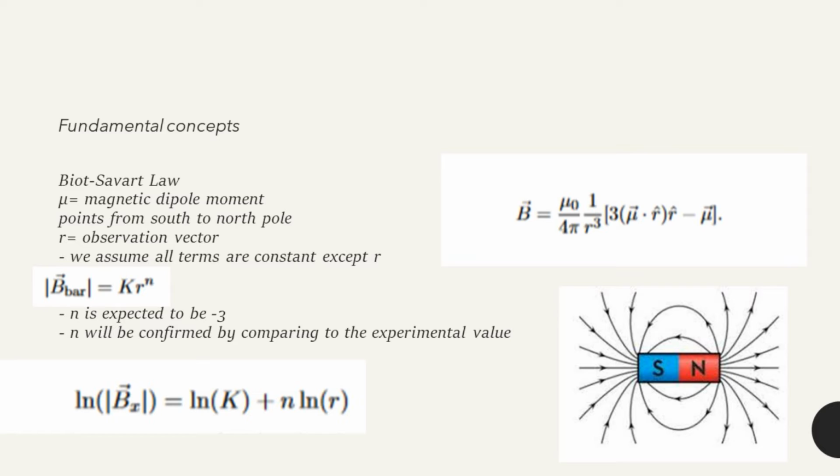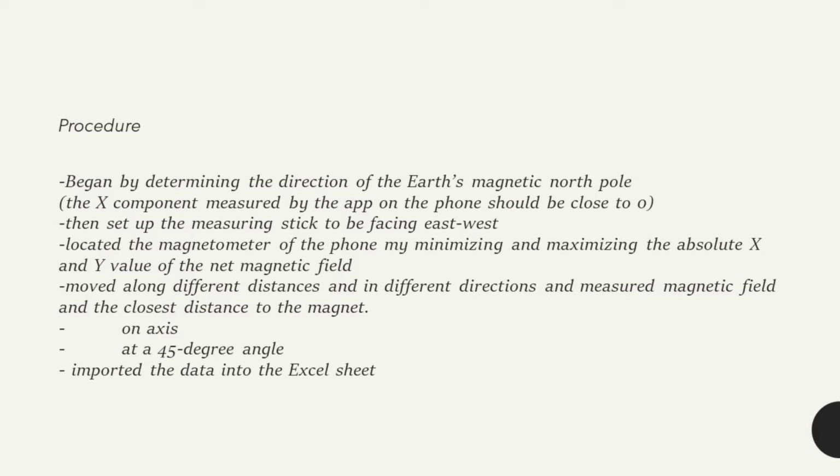To simplify our calculations even further, we can turn the above equation into a natural log equation, which is shown at the bottom. For the procedure of this lab, we began by determining the direction of the Earth's magnetic north pole by setting the x component measured by the app on the phone to 0 by changing the direction of the phone. After that, we set up a measuring stick perpendicular to the phone, facing east and west.